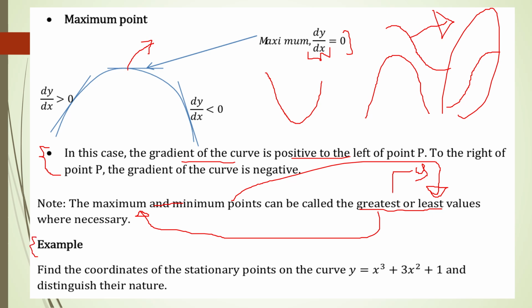So looking at the example, we are going to start with finding coordinates of the stationary points. If at all we are provided with a function of y equal to x cubed plus 3x squared plus 1, we find the stationary points and then we distinguish between the two stationary points that we are going to get.